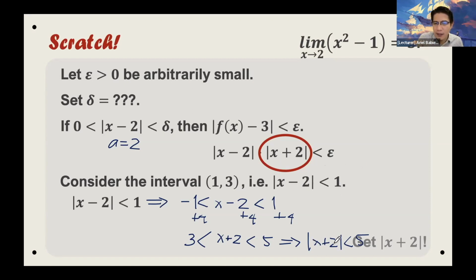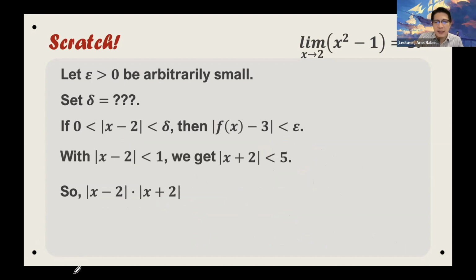Nakuha natin absolute value of x plus 2 less than 5. Let me continue. Ito na siya. So yung absolute value of x minus 2 raw ay less than delta. And then ito daw, absolute value of x plus 2 ay less than 5. So that's why you're going to get this one. Okay. Ito raw ay less than delta. Ito naman daw ay less than 5.